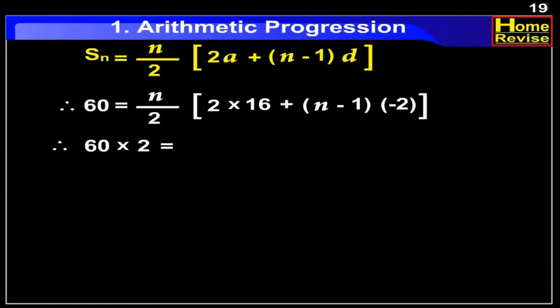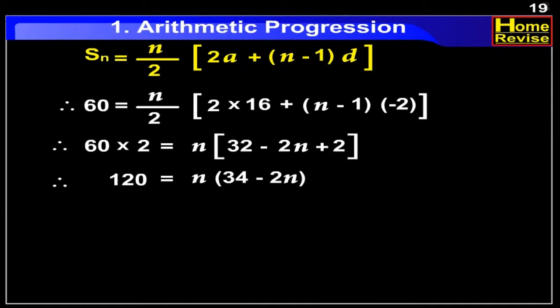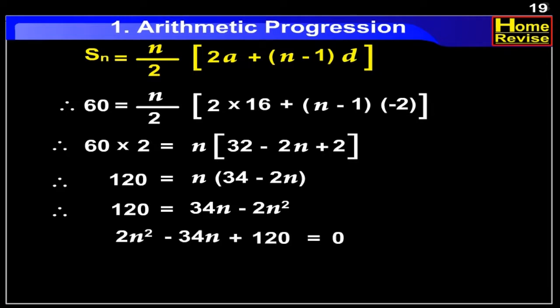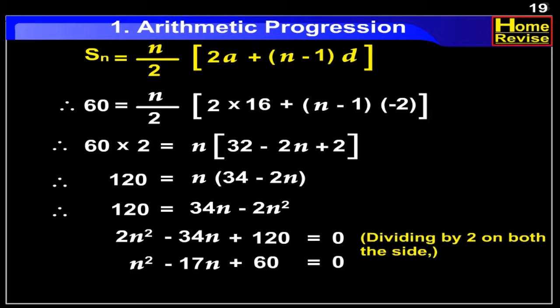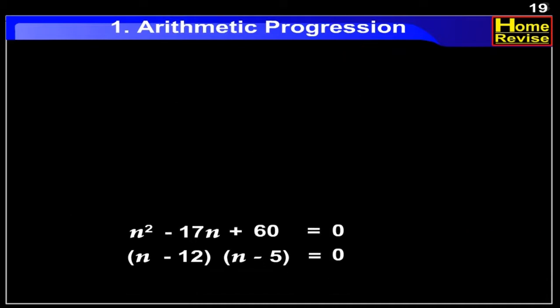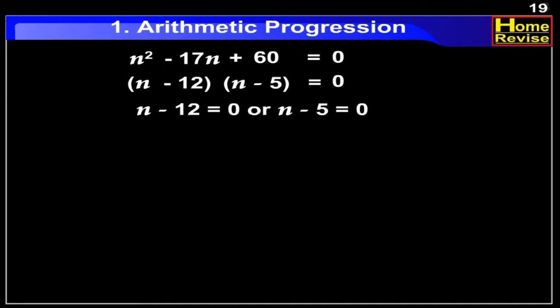Therefore, 60 into 2 is equal to n into 32 minus 2n plus 2. Therefore, 120 is equal to n into 34 minus 2n. Therefore, 120 is equal to 34n minus 2n square. Shifting all the terms, we have 2n square minus 34n plus 120 is equal to 0. Dividing by 2 on both sides, we get n square minus 17n plus 60 is equal to 0. After factorization, we get n minus 12 into n minus 5 is equal to 0. Therefore, n is equal to 12 or n is equal to 5.